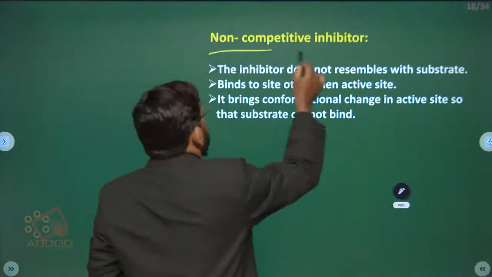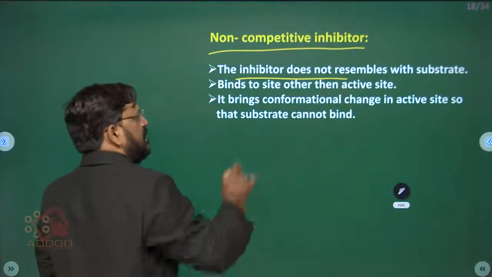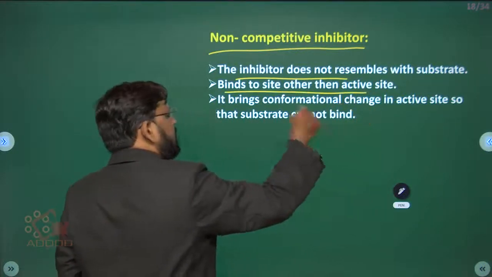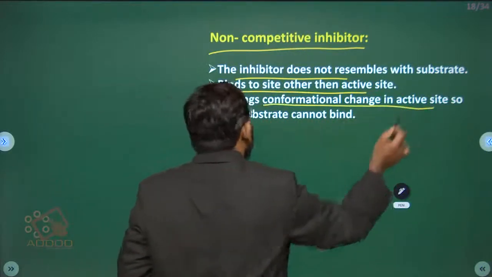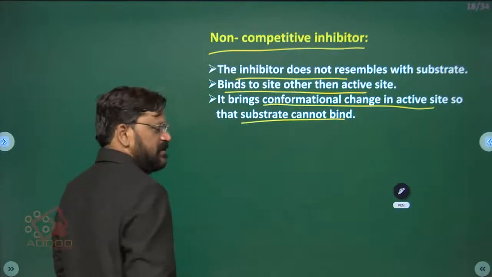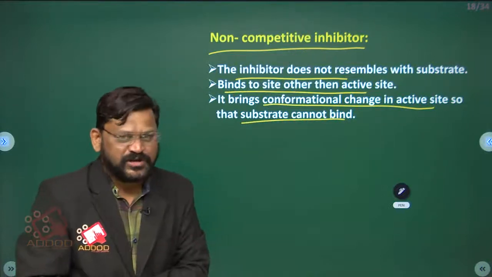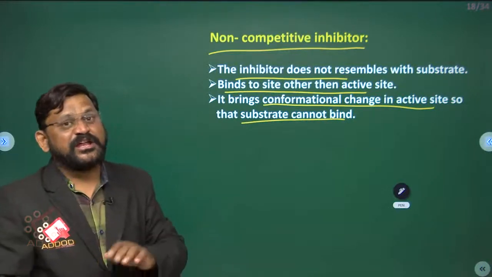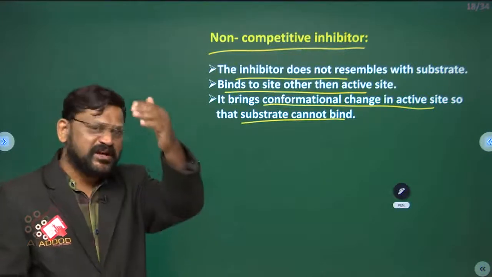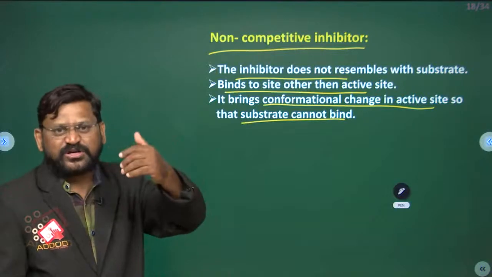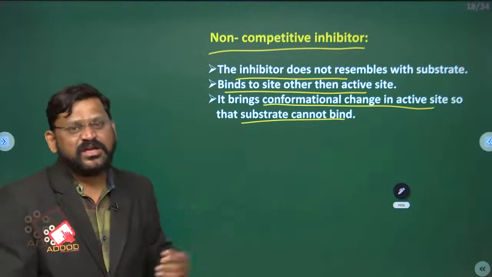Next, non-competitive inhibitors. Here the inhibitor does not resemble the substrate, and the inhibitor will not bind to the active site. It can bind any site, and after binding it can bring a conformational change in the active site, so the substrate cannot bind. One thing you should remember here: in non-competitive inhibition there is no competition for the active site. The inhibitor binds any place other than the active site, but after binding it brings changes in the active site. As a result, the substrate cannot bind to that active site because of conformational changes brought about by this inhibitor.